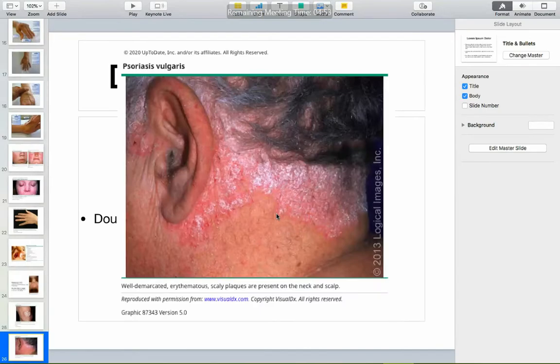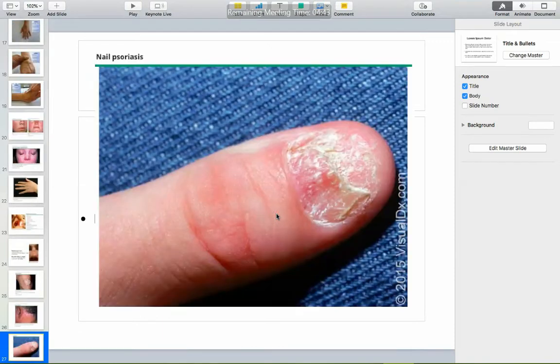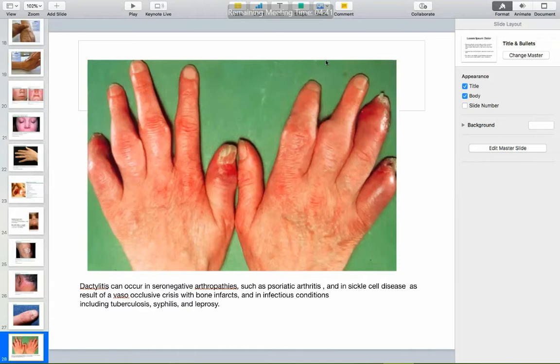This is a well-demarcated erythematous scaly lesion that you have to look for, at the ear, at the hairline, at the scalp itself, at the nail as well. And here is what we call dactylitis. Dactylitis means inflammation of the whole digit. The whole finger is inflamed, including the proximal as well as the distal interphalangeal joint, with the muscle and the synovium around it. There are very narrow differential diagnoses when you see such a case, the most important of which is psoriatic arthritis, but there are other diseases as well.